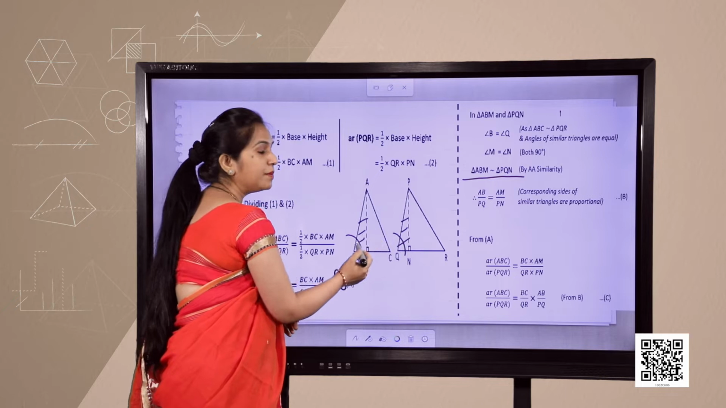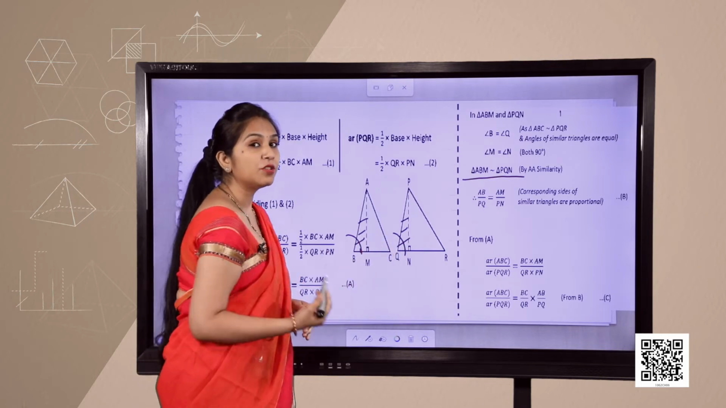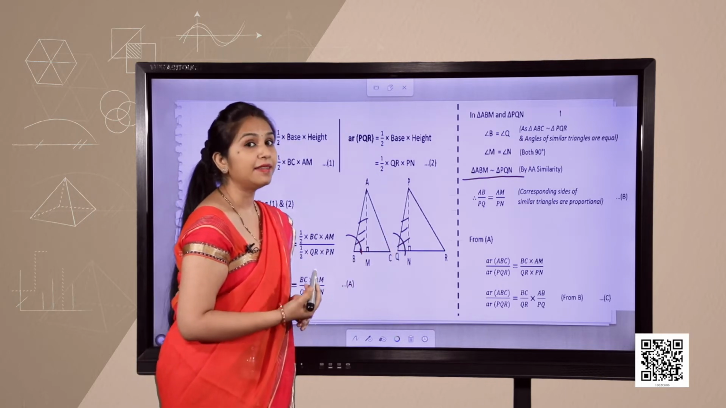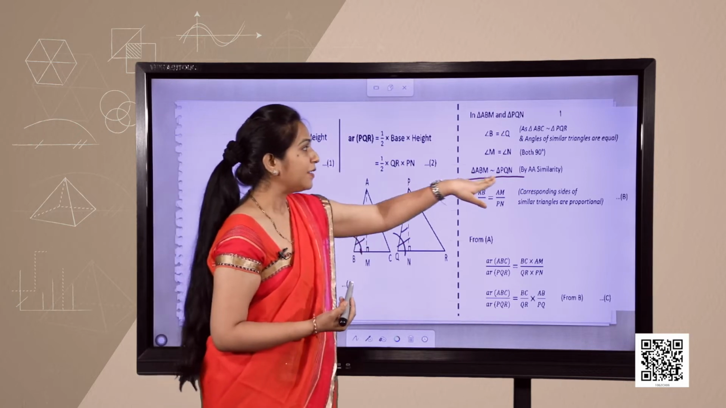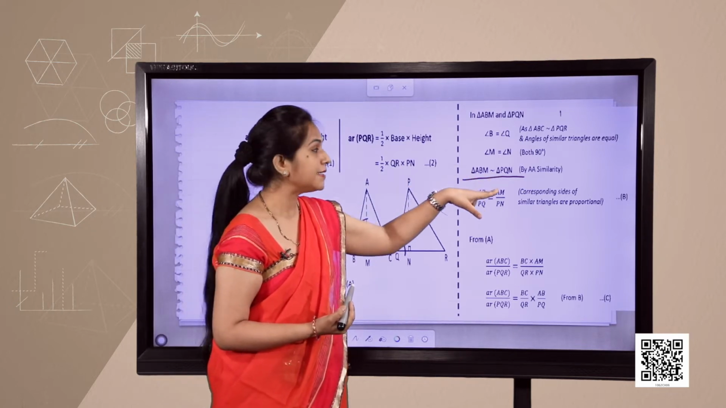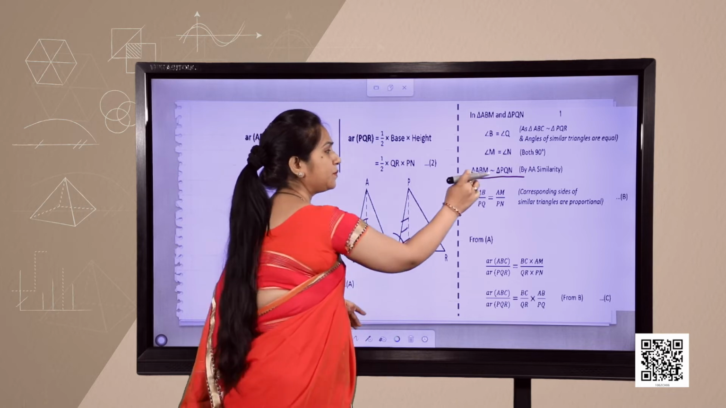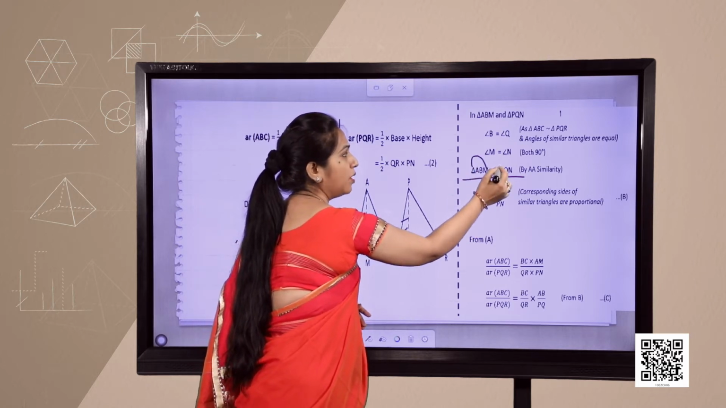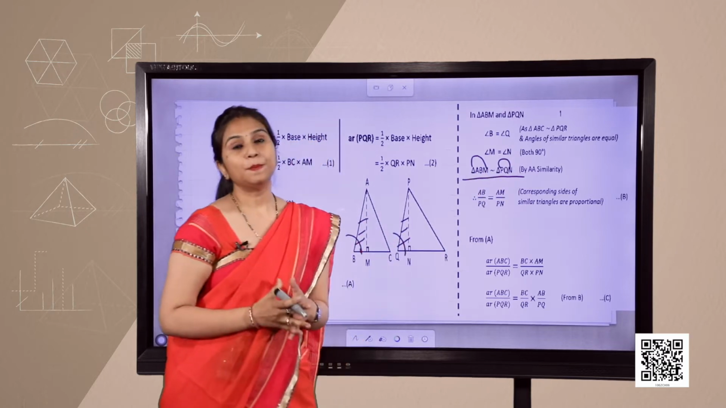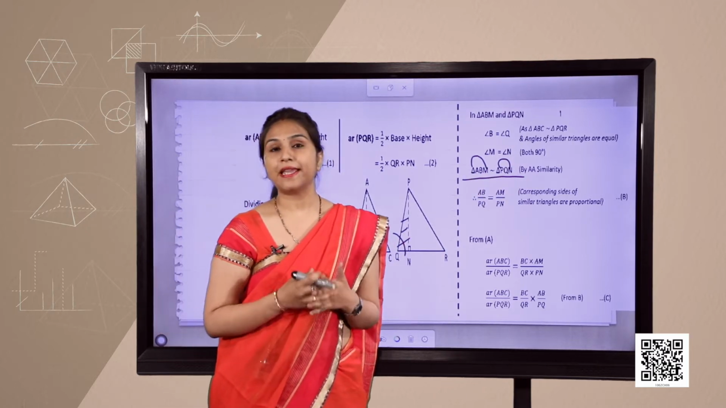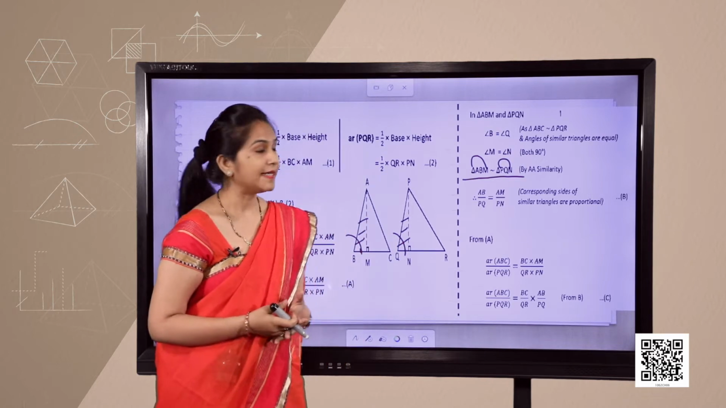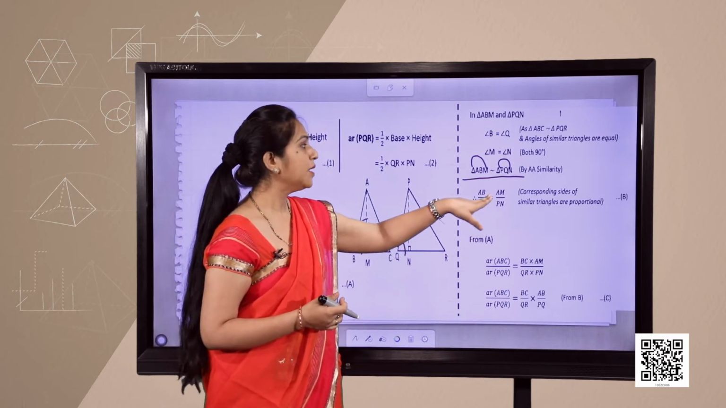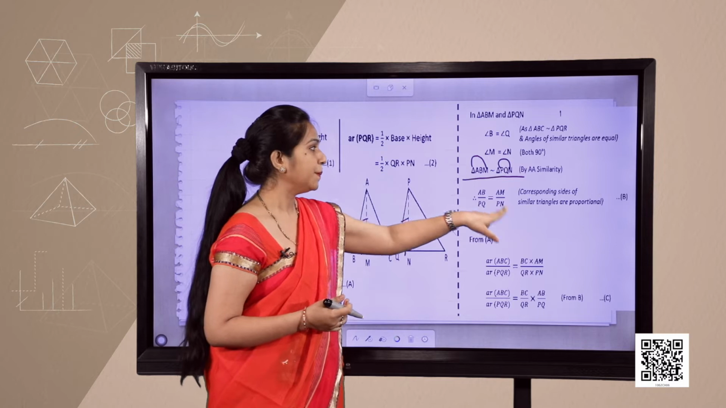And once the triangles become similar, what can you say about the corresponding sides? That they are proportional. So, write down carefully their corresponding sides. Corresponding sides are AB upon PQ is equal to AM upon PN. See, that's completely up to you. You can write any combination of corresponding sides. So, I am taking AB upon PQ is equal to AM upon PN.